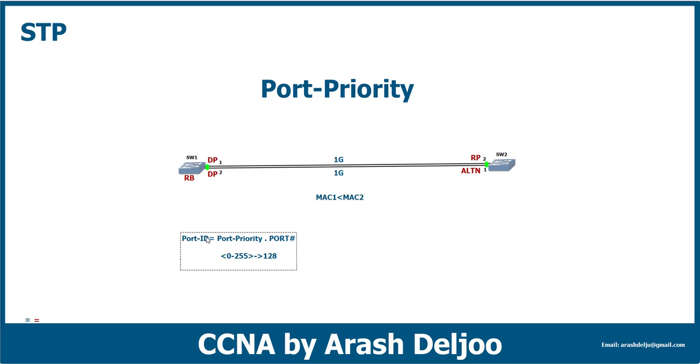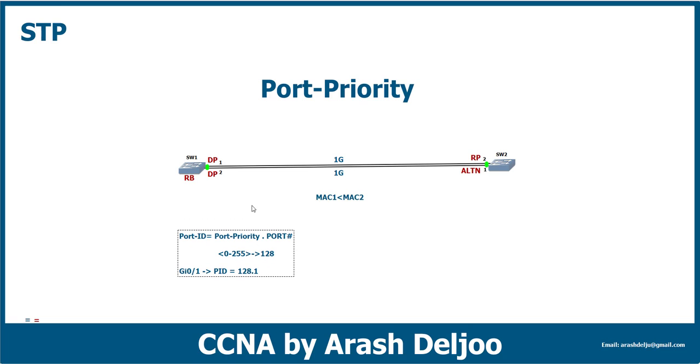Because of that, we can say that, for example, the Gigabit 0/1 port ID is 128.1, and also the Gigabit 0/2's port ID is 128.2, and so on.